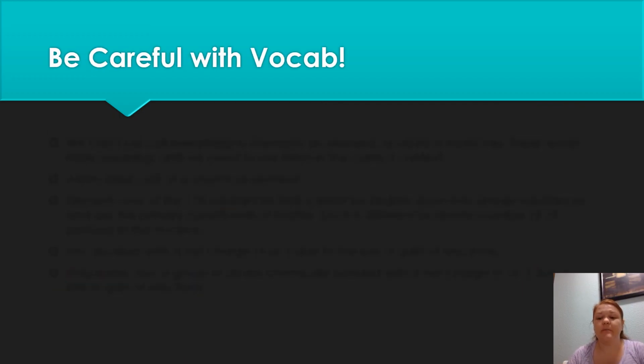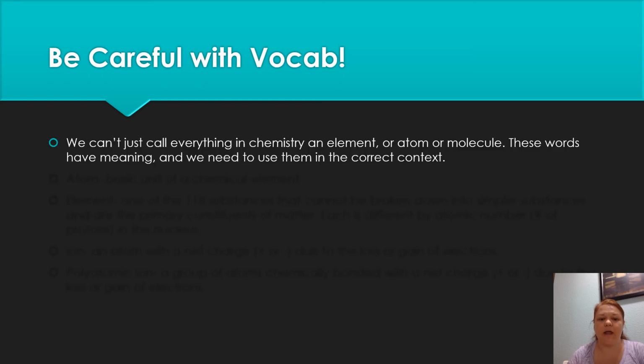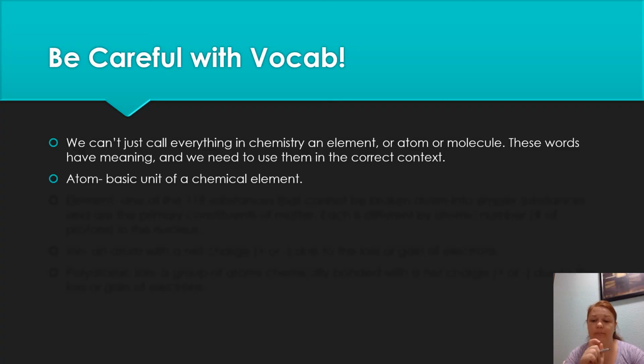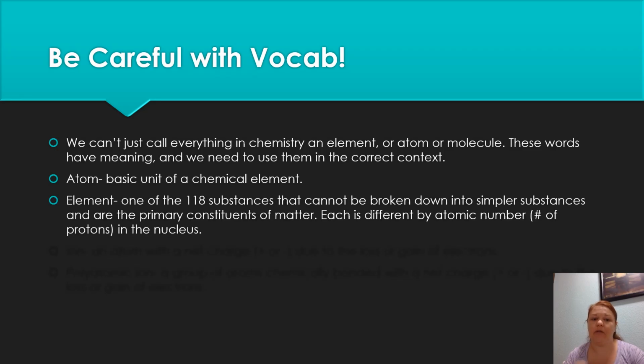All right, lastly, I just want to remind you to be careful with your vocabulary as we use terms. We can't just call everything in chemistry an element or an atom or a molecule. These words have meaning, and we need to use them in the correct context and use them to describe the correct thing. So an atom is a basic unit of a chemical element. We can say any element on the periodic table, we can say we have an atom of it, and that is just one single particle that has that identity, that element. An element is one of the 118 substances that cannot be broken down into simpler substances and are the primary constituents of matter. So they are what matter is made of, elements.